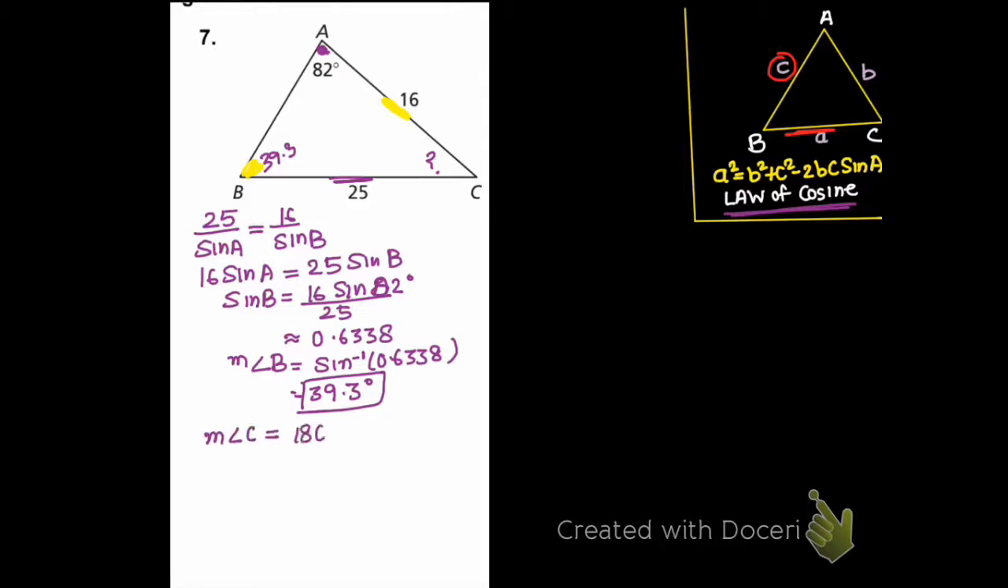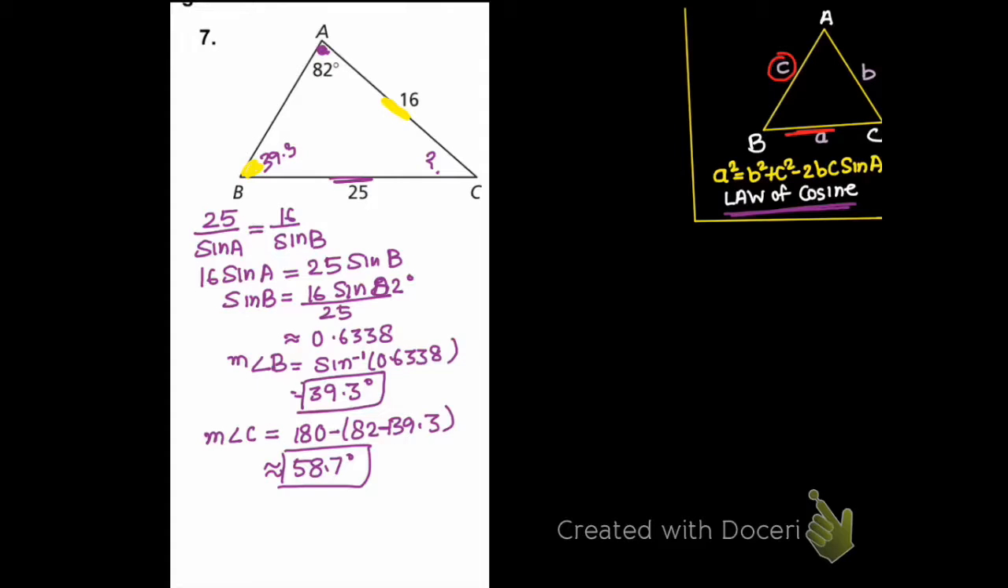From 180 you subtract the sum of the remaining 282 plus 39.3, and that's going to be roughly equal to 58.7, because it's the rounded value from the previous one. So that's going to be this. We are done with that because, since we're solving the triangle, we need to get all the sides and angles.